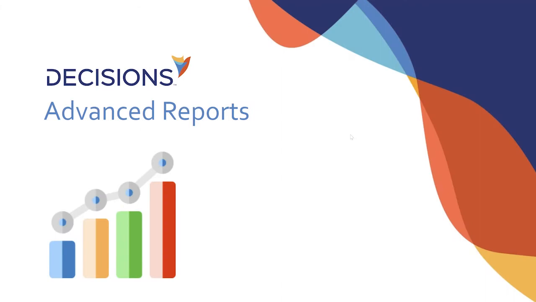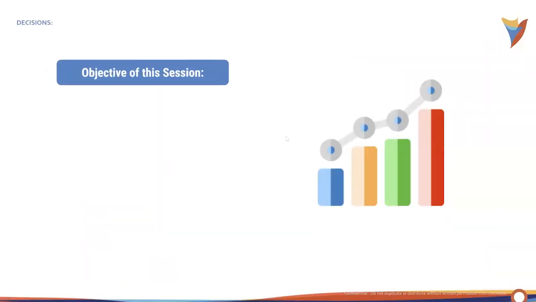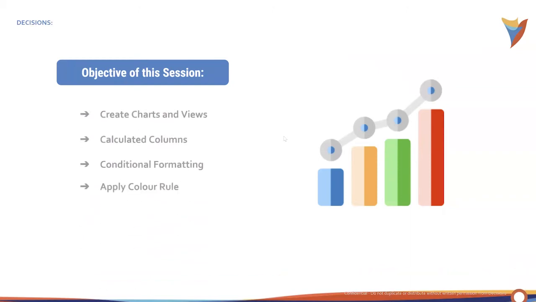In this session, we will learn about reports and some of the advanced concepts in reports. These are some of the things that we will learn in this session. We will learn how to create charts in Decisions reports, how to add calculated columns, how to add conditional formatting, applying rules, how to create parent-child relationships between multiple reports, and how we can call reports via APIs.